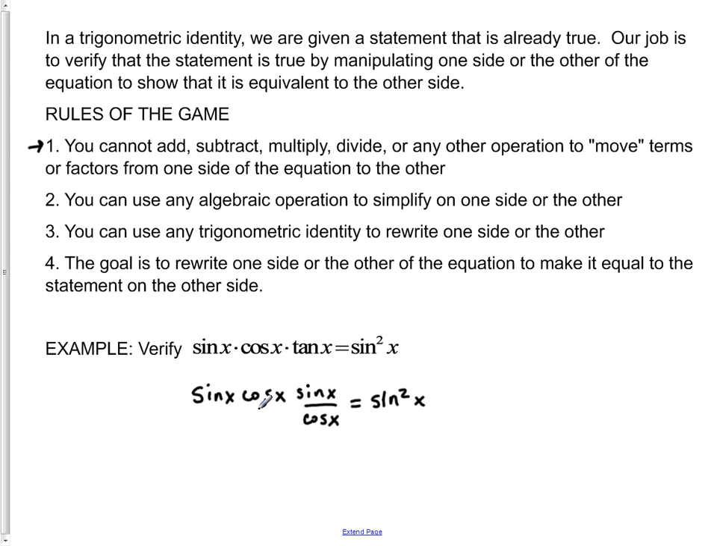So sine of x times cosine of x times sine of x over cosine of x means that we can cancel out cosine of x, and we're left with sine of x times itself, and that should be equal to sine squared x. Well, it is, right? Because any number times itself is the square of itself, so sine squared x on the left is now equal to sine squared x on the right, and we've verified that that identity is true.